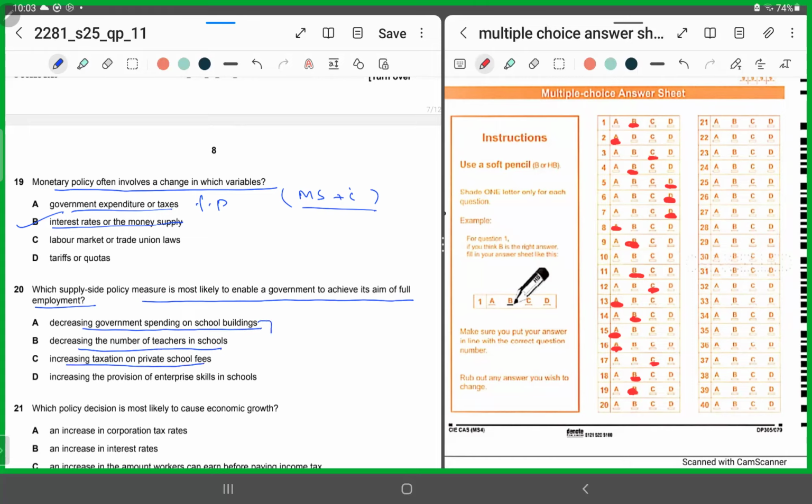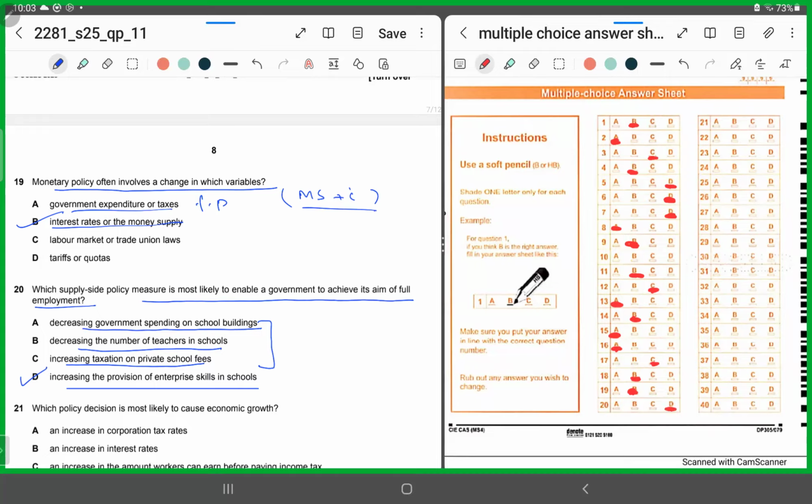These all are discouraging or reducing the employment level in some way or the other. It's only D, which is increasing the provision of enterprise skills in schools, right? Which is going to promote the level of employment, aiming at full employment, improving employment and reducing unemployment. So for 20, it has to be D.